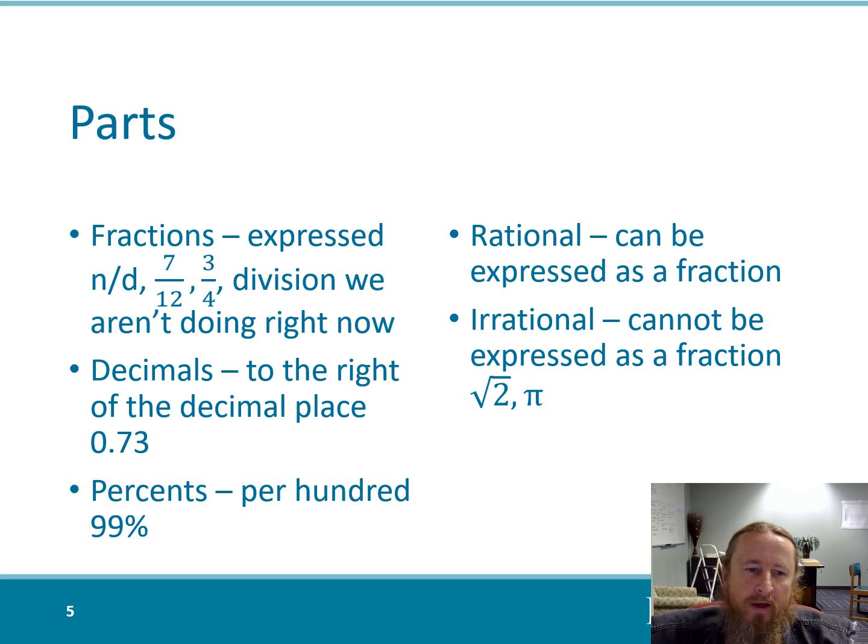Percents are a special kind of decimal or fraction. They represent a ratio of that number out of 100. So if you have 99%, that is 99 out of 100. Our fractions are rational. They can be expressed as a ratio. That is where rational comes from. Irrational cannot be expressed as a fraction, such as the square root of 2 and pi with all of its many digits.